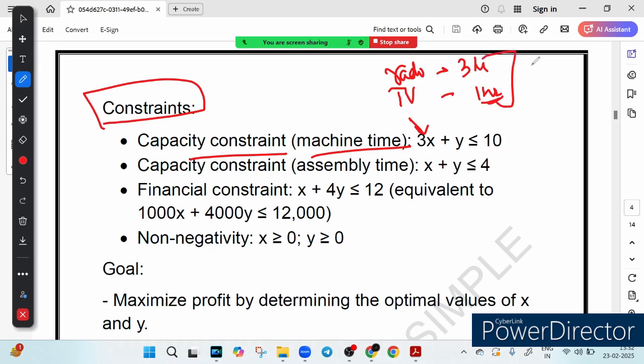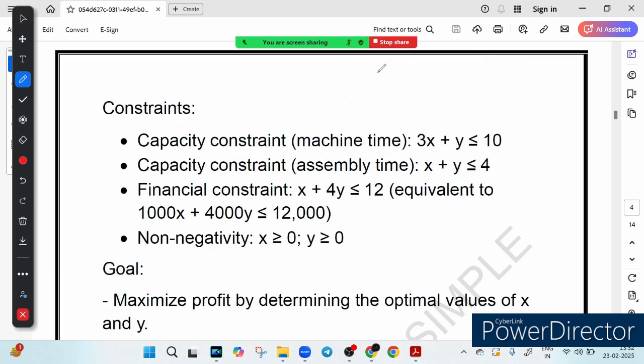How many hours per day? 10 hours per day, right? So our equation is 3x plus y less than or equal to 10. Why 3x? Because for one radio it takes 3 hours. How many radios do we have? x radios. So how much time will x radios take? It will be 3x time.